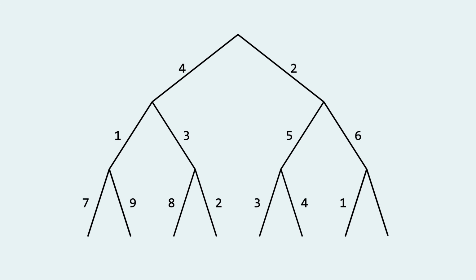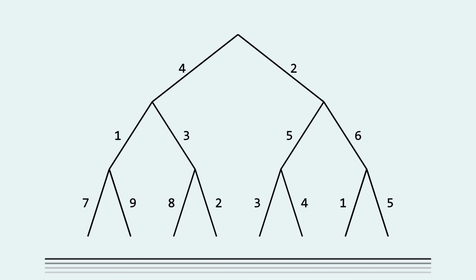Imagine a tree where each edge has a certain cost. And meet Bob. He is sitting at the top of this tree and his goal is to reach the bottom while minimizing the total cost.